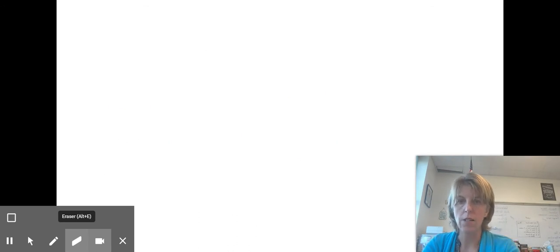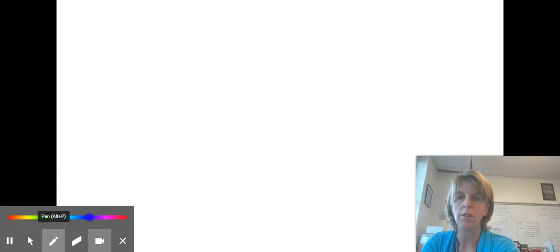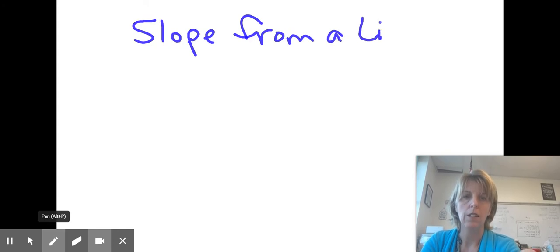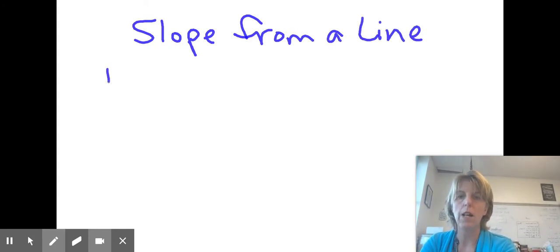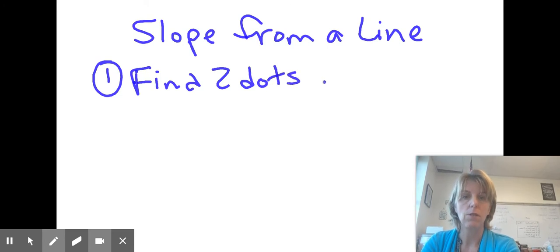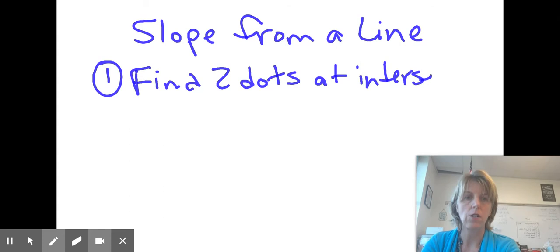Okay, so next we talked about how to find slope from 2 points. Or sorry, slope from a line. Slope from a line. All right, so to find slope from a line, there are 5 steps. The first step is to find 2 dots that are at intersections. Find 2 dots at intersections.